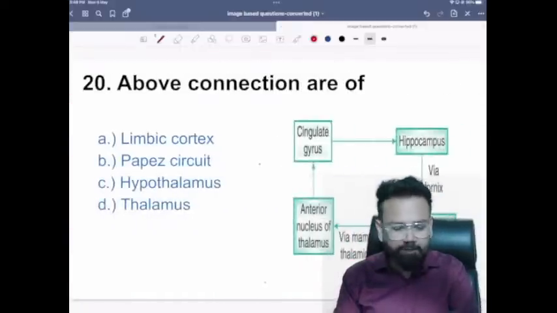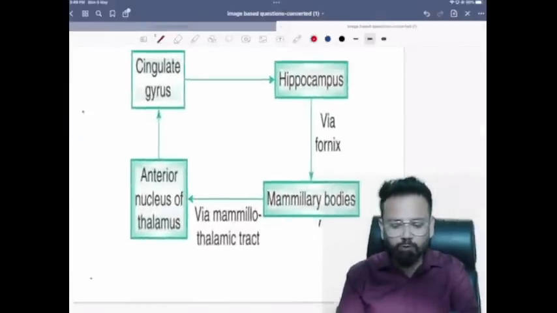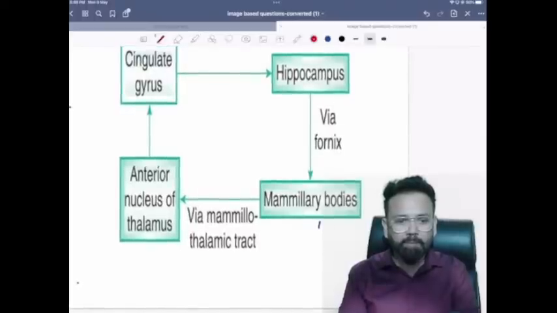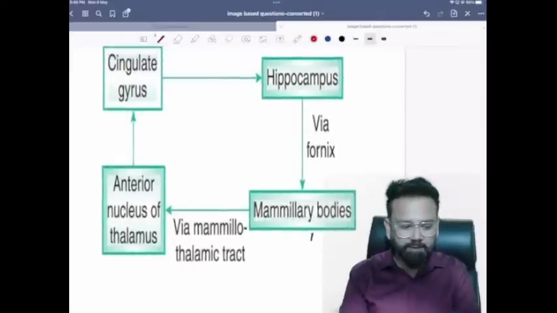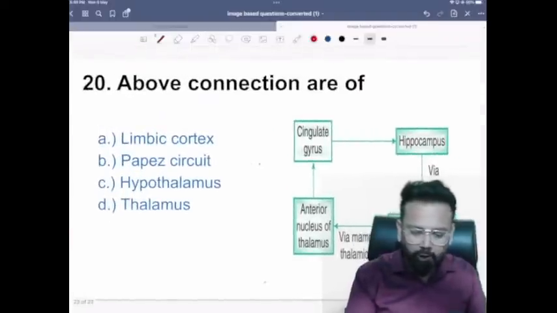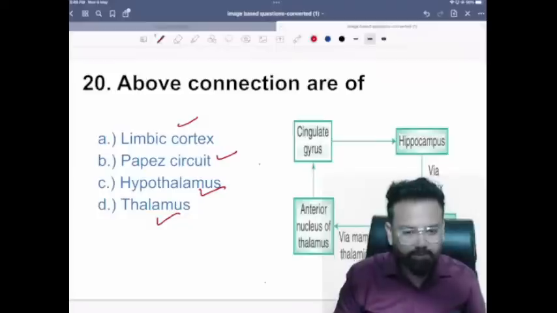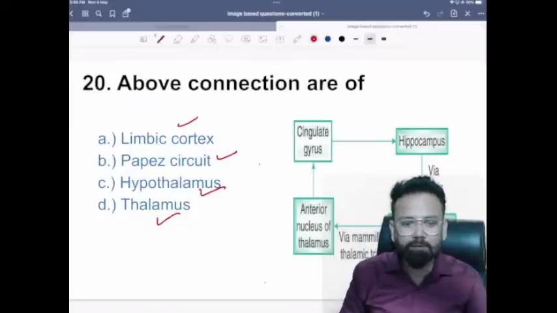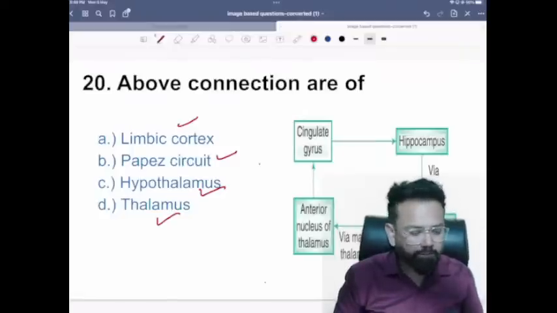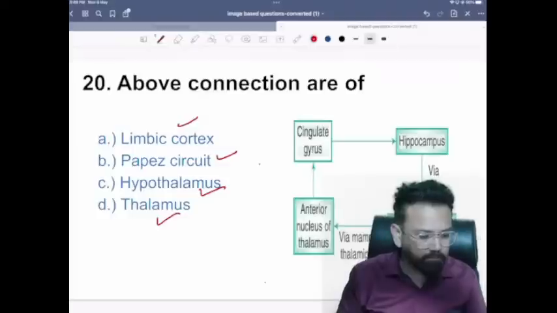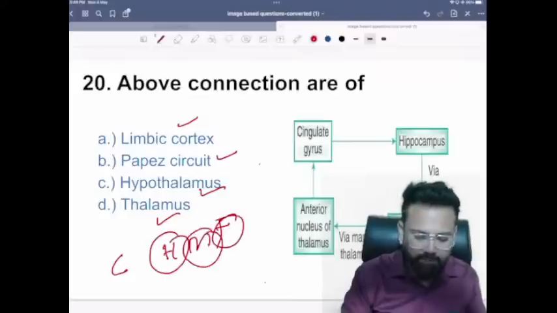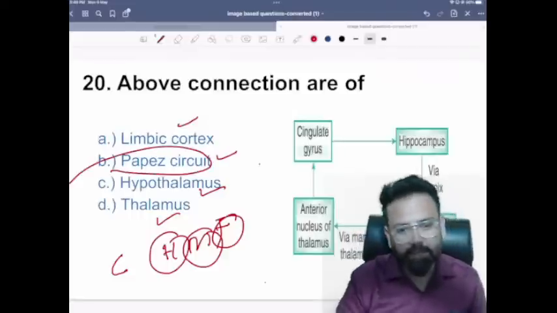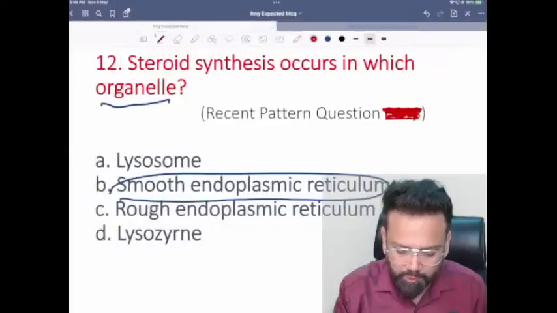Above connections are of which circuit? Just see that, I will zoom for you. Just see cingulate gyrus, hippocampus, mammillary body, and anterior nucleus of the thalamus. Which circuit is this? Very famous circuit, you know that. Limbic cortex, Papez circuit, hypothalamus, or the thalamus? Yes, the mnemonic is CHMT: cingulate gyrus, hippocampus, mammillary body, and thalamus. Very good. Answer is Papez circuit. Okay, coming back to this question.